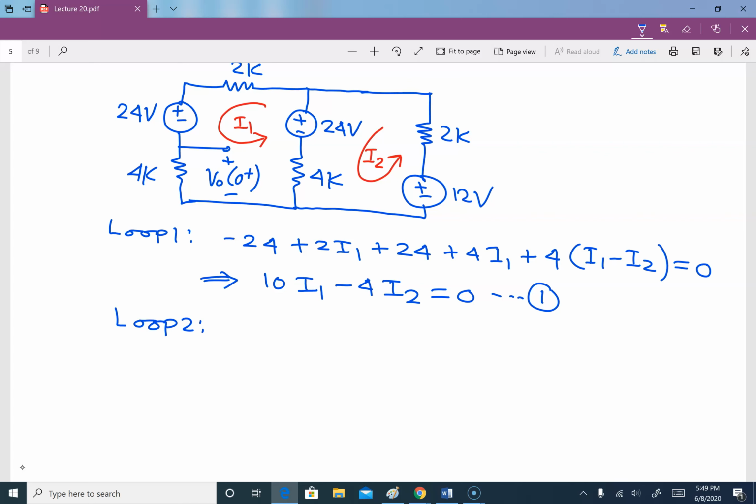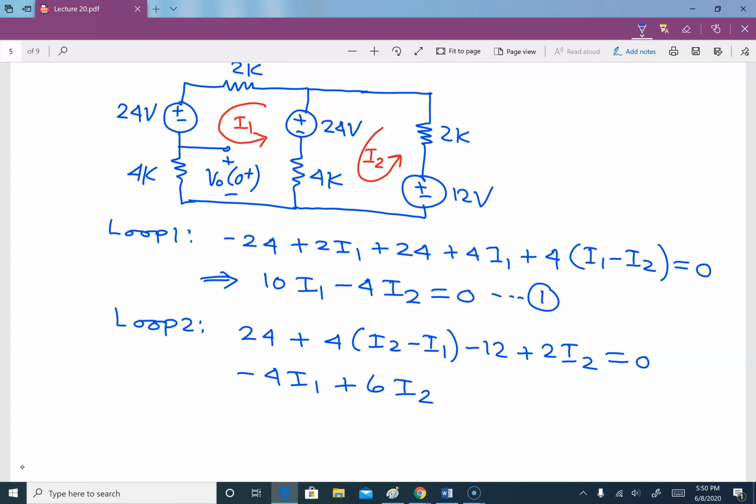Loop 2 is 24 plus 4I2 minus I1 minus 12 plus 2I2 is equal to 0. Collect the terms, we get negative 4I1 plus 6I2 is equal to negative 12. And this is our second equation.